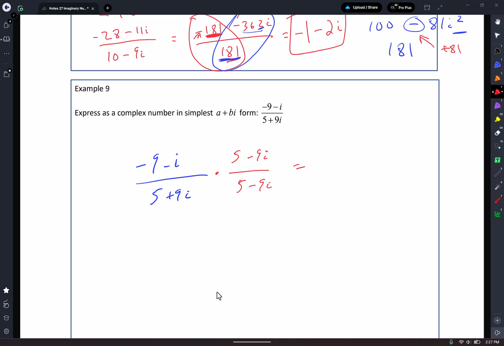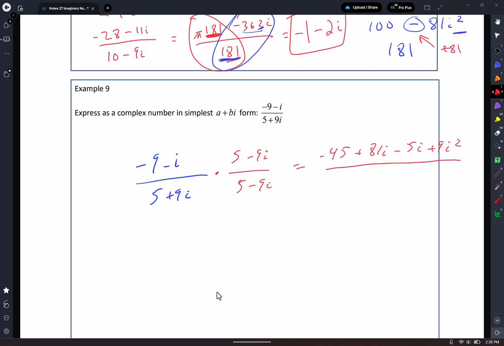So let's see. Negative 9 times 5. What's that? Negative 45. Negative 9 times negative 9i, so I'm going to have plus 81i. And then negative i times 5 minus 5i. And let me know, I make mistakes all the time. Negative i times the negative 9i squared plus 9i squared.